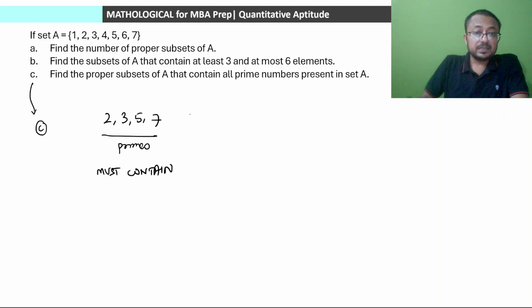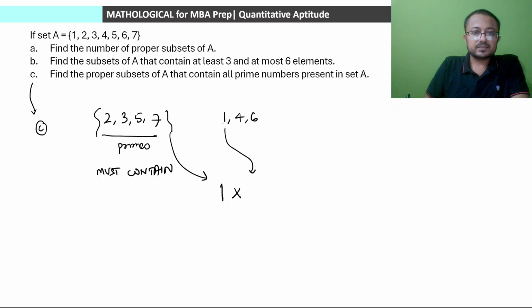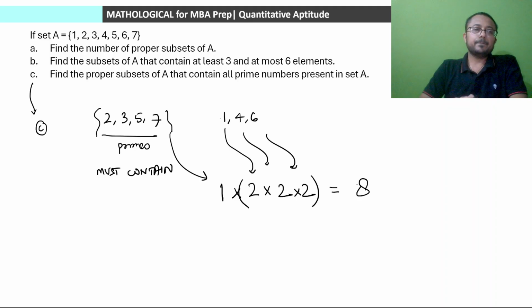ये तो पक्की बात है. Remaining numbers are 1, 4 and 6. अब इनके लिए चॉइस है, either they can be contained or not. ठीक है, so for these 4 elements तो एक ही चॉइस है, all must be contained, and for 1 there is a choice. ठीक है, 1 can be contained or not, 2 choices. For 4 also 2 choices. For 6 also 2 choices. तो कितने आ जाएंगे हमारा? Number of subsets will be 1 into 8, that is equal to 8.